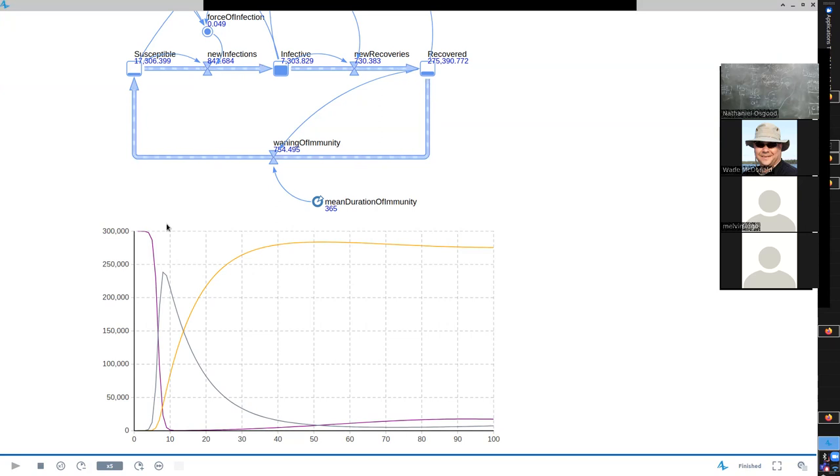Do you notice something else about recovered here? The yellow curve? That's going down. Why would it be going down? That would mean what is greater than what? If this is going down, the outflow must be greater than the inflow, which means that the number of people losing immunity per day must be greater than the people recovering from that, right?